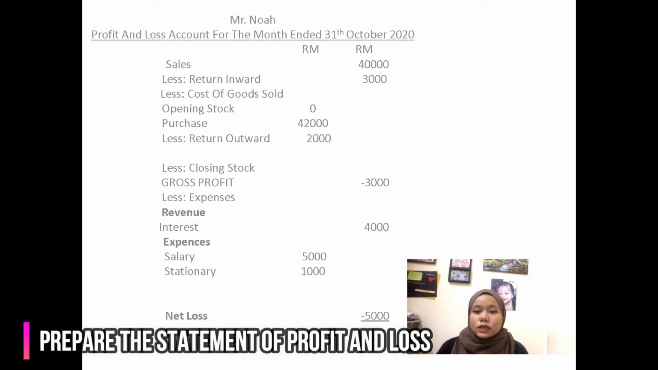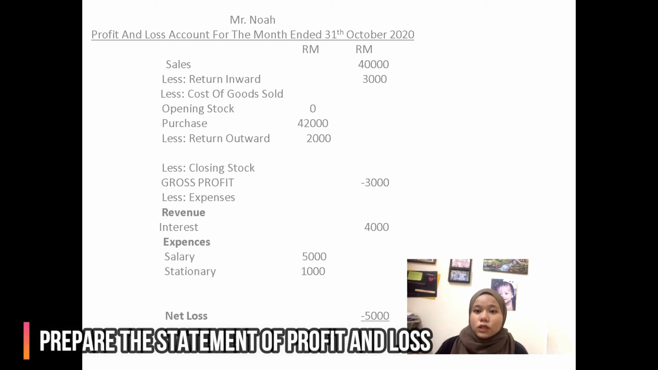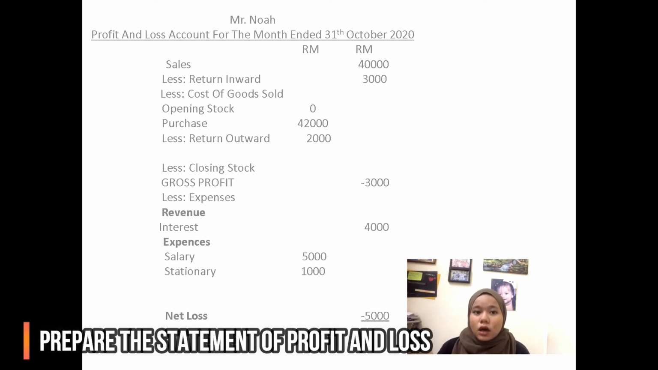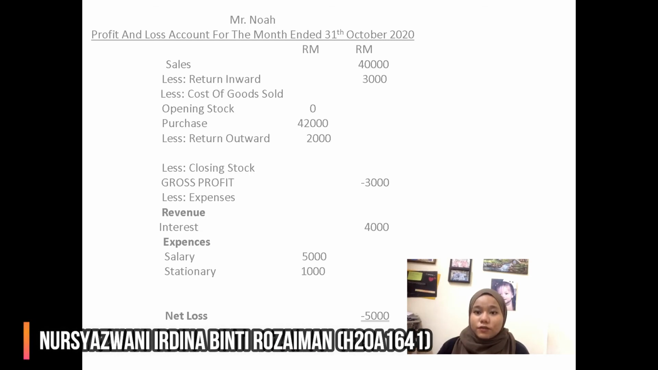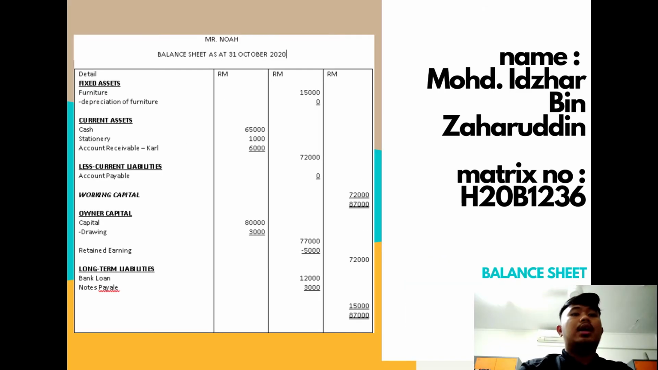As for the credit side, as we can see, the opening stock is 0, purchase is 42,000, less return outward is 2,000, and salary and stationery in expenses are 5,000 and 1,000 respectively. So overall, Mr. Noah gets a loss, which is minus 5,000.